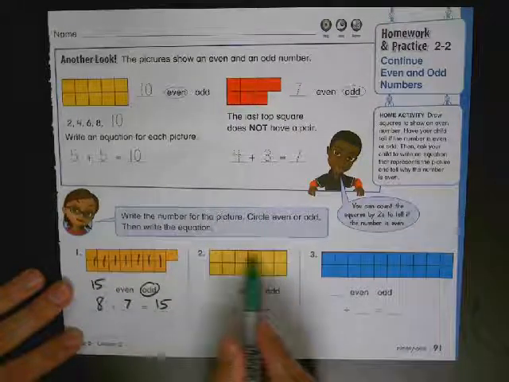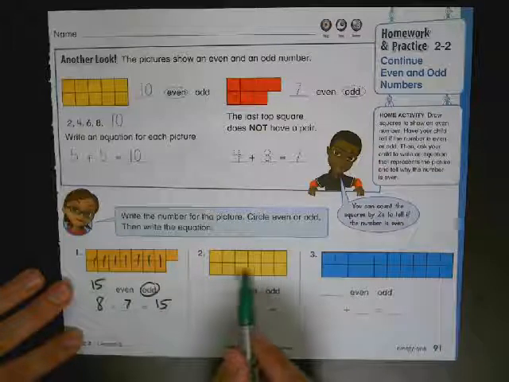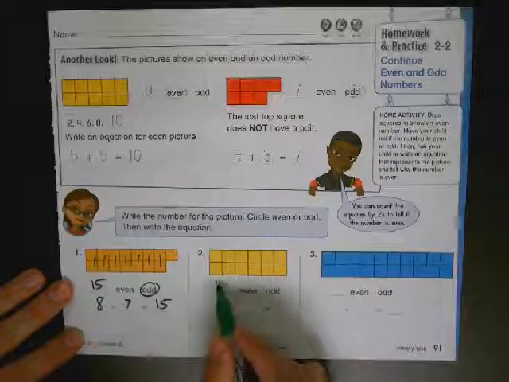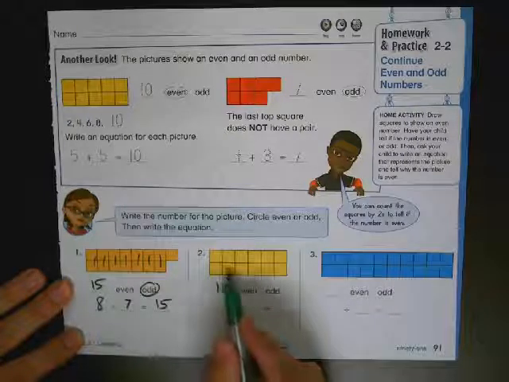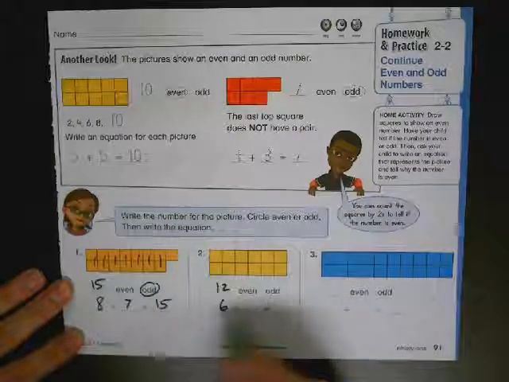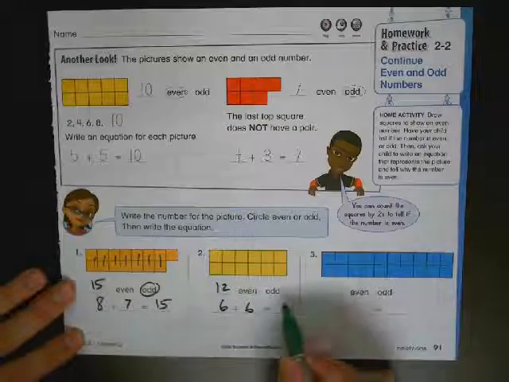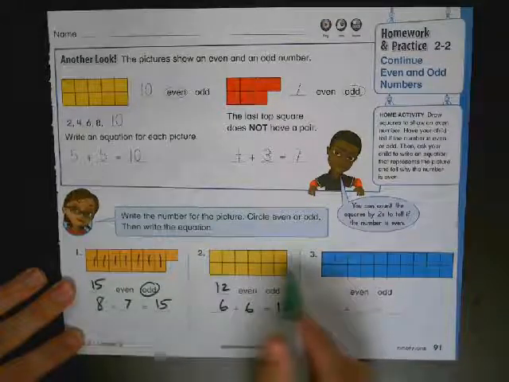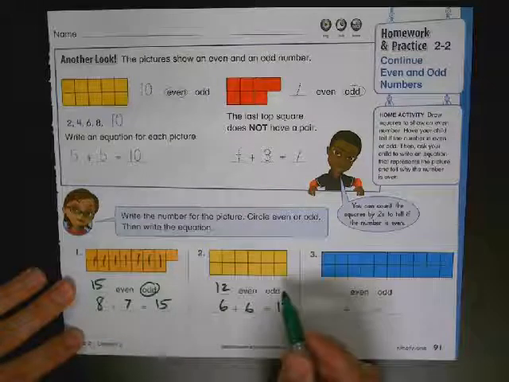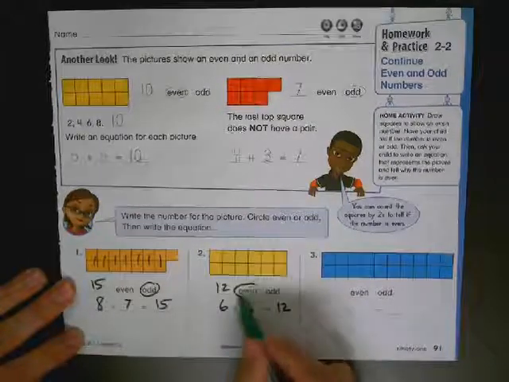1, 2, 3, 4, 5, 6, 7, 8, 9, 10, 11, 12. We have 1, 2, 3, 4, 5, 6, plus 6. It's 12. And 12 is even or odd? Well, they all have buddies, they all have partners, they all have equal groups.